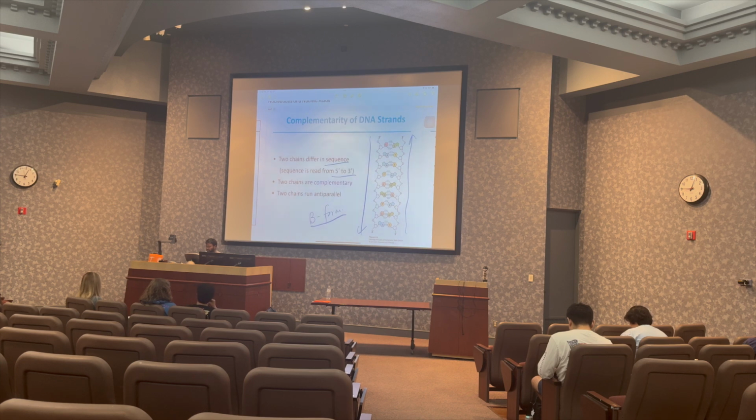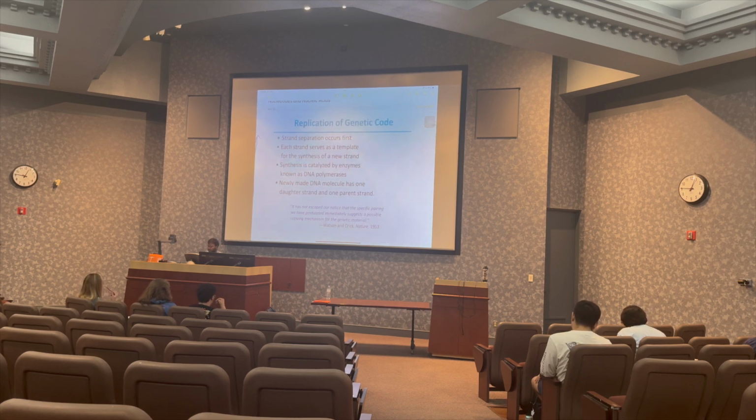So this is cytosine and guanine with 3 hydrogen bonds, and adenine and thymine with 2 hydrogen bonds. The strands are complementary and anti-parallel. Complementary means they complement each other, and anti-parallel means they are not running in the same direction.